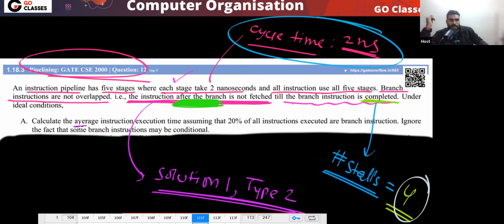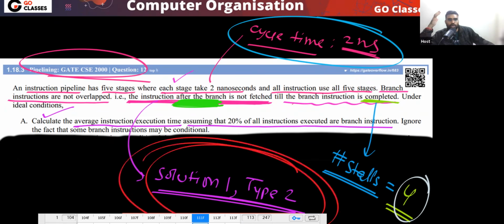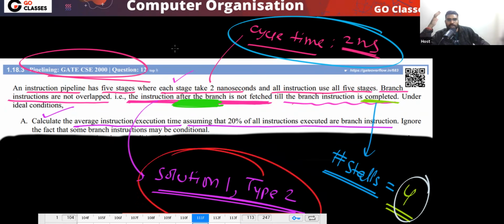Now the question is saying: calculate average instruction execution time, assuming that 20% of all instructions are branch instructions. Okay. So in this solution, do we care about taken or not? We don't care about taken or not.